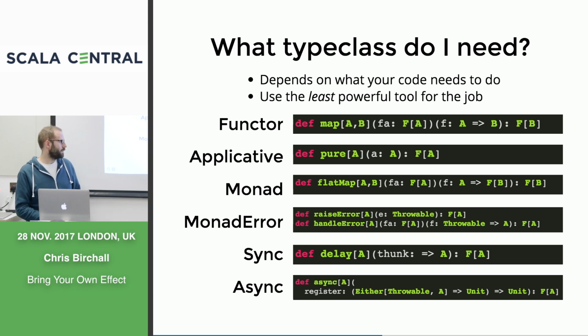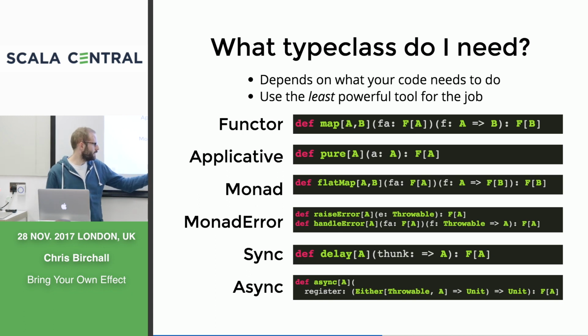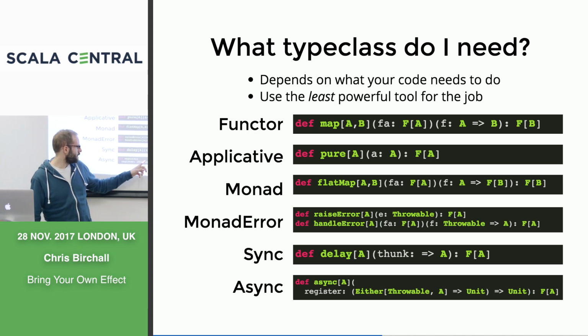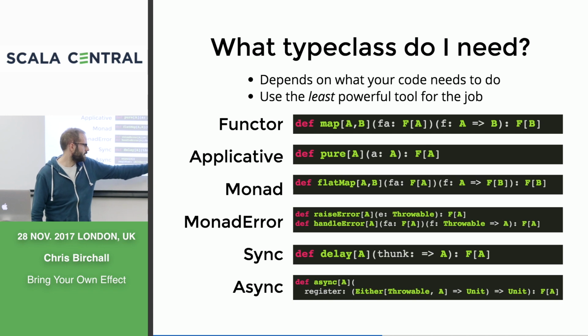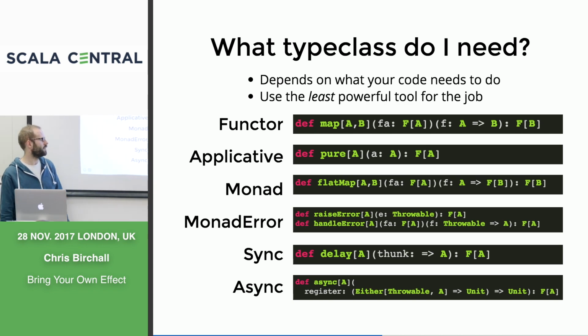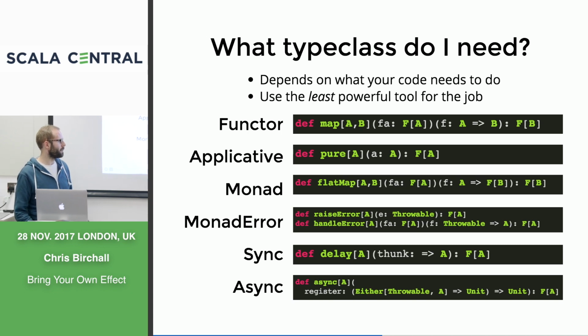And then Async has this quite complicated looking type signature which takes in a function called register, which itself takes a callback, which is a function from Either of Throwable or A to Unit, and also that thing returns Unit, which really confused me for a while. I couldn't work out what this was doing, but I will explain it in a second.